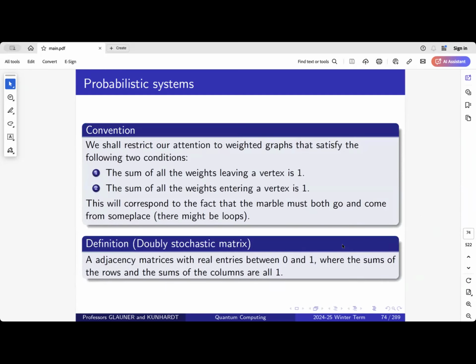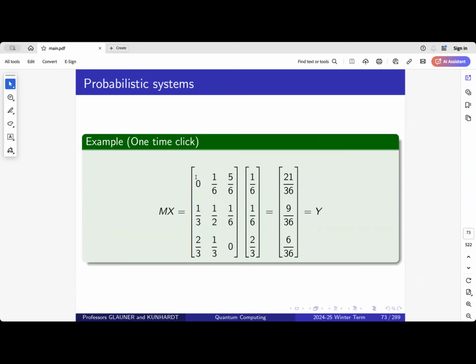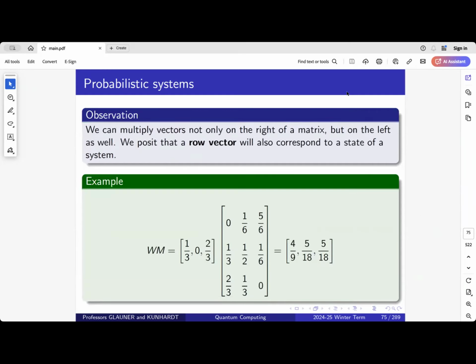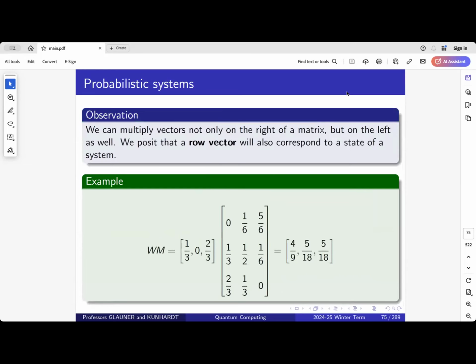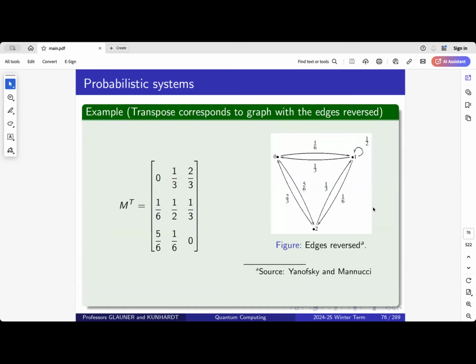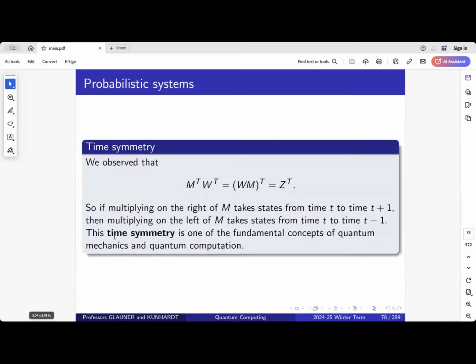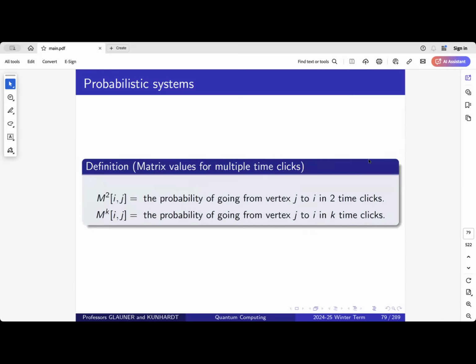There are some rules about these matrices. Concretely, they need to be doubly stochastic. That means each row and each column needs to add up to exactly 1. We also saw that if we transpose the matrix, we're just undoing the operation, so we go back in time by one time click. We can do the same if we take the original matrix and multiply the row vector from the left. We're also undoing that operation, going back once in time. And we introduced this time symmetry to describe this.